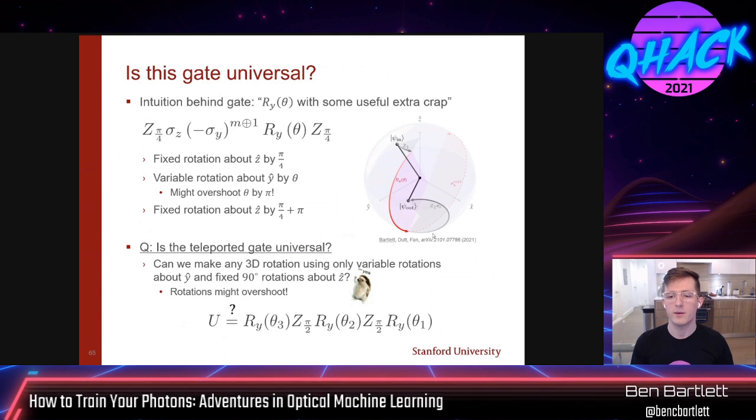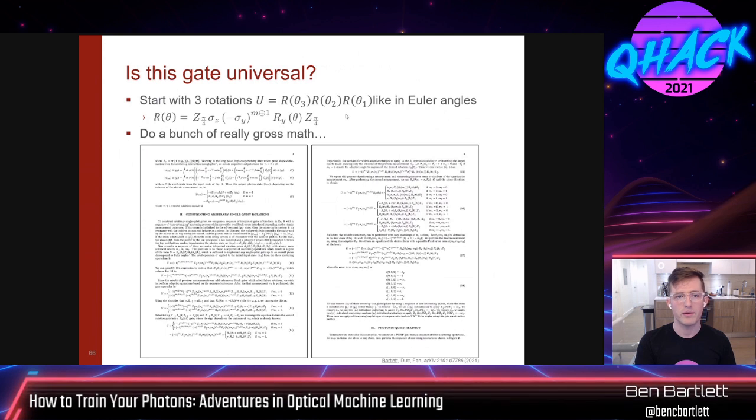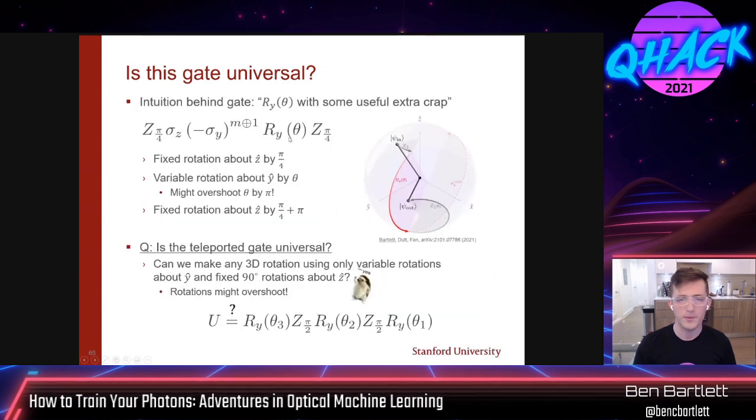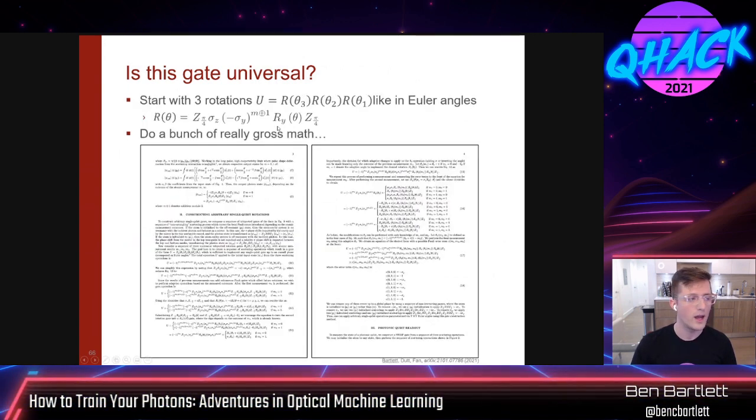Or if we think about this in our Bloch sphere picture, can we make any 3D rotation using only variable rotations about y, the Ry of theta, and fixed 90-degree rotations about z, with the caveat that these rotations might overshoot? So if we start with 3 rotations, we want to build up our target rotation u, and we have 3 different rotations, like in our Euler angles. And r here is the form of this expression that we got from the gate in the previous slide. And we start out with this sequence of 3 rotations.